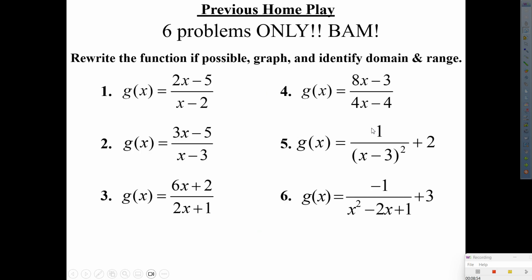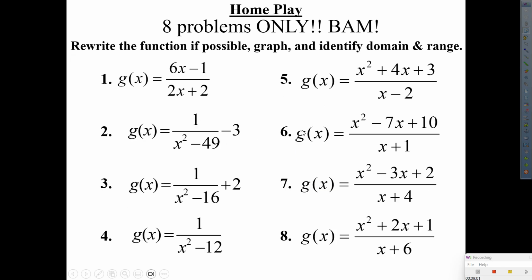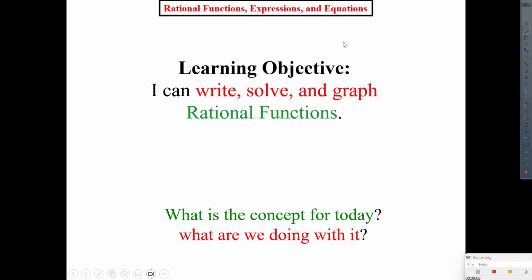All right. Last night's home plate, you already went to Canvas and turned that in. Look at today's home plate. Let's go. All right, so I can write, solve, and graph rational functions. Write that down at the bottom left of your graph paper. We're going to go straight into graphing, but I just want to do a quick recap to see where you've been.